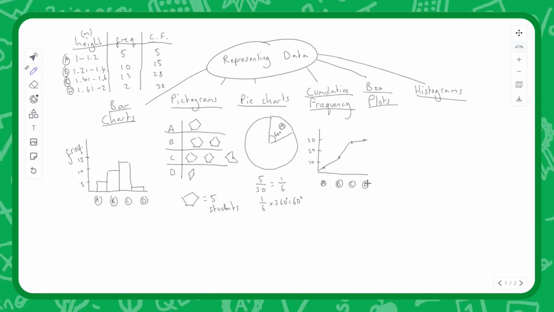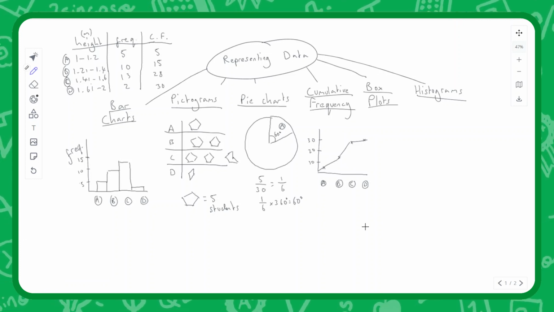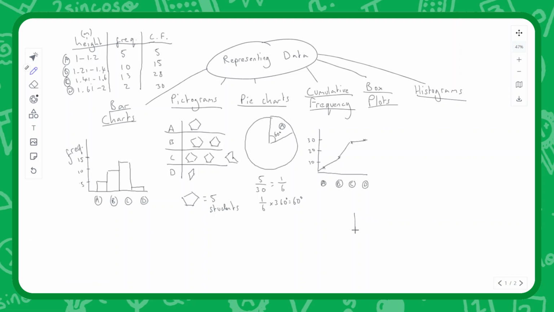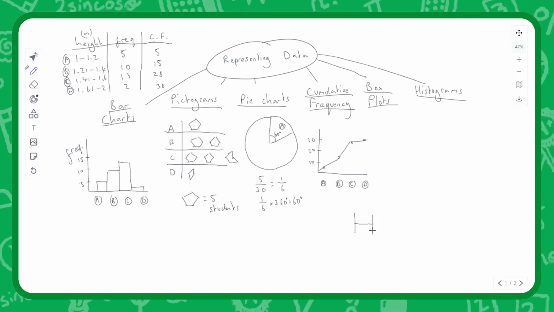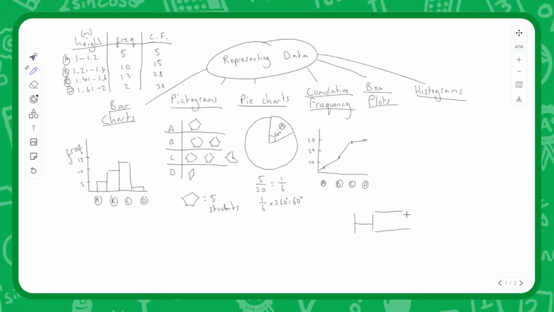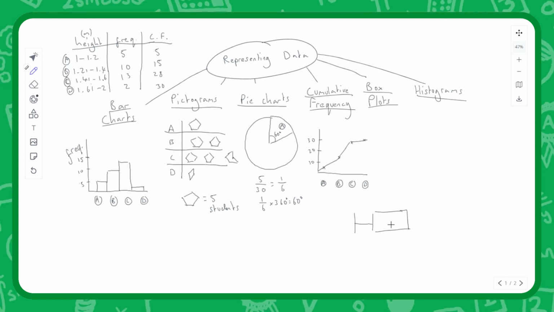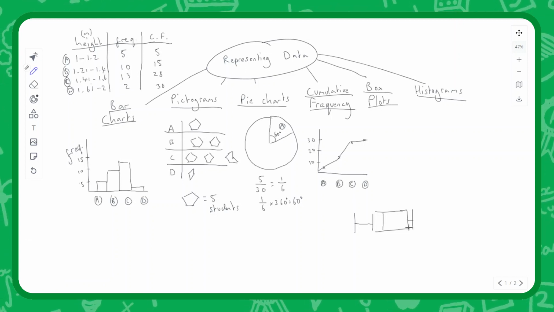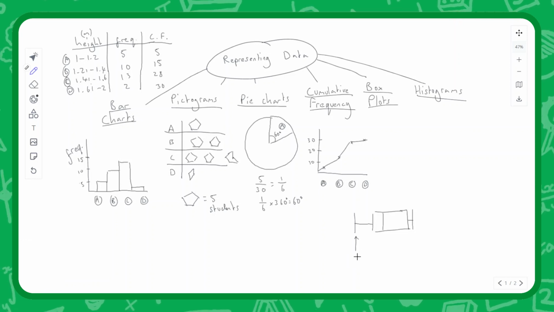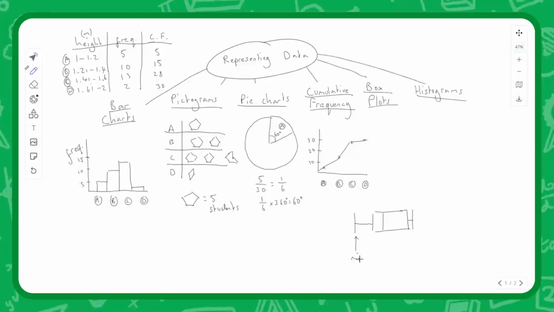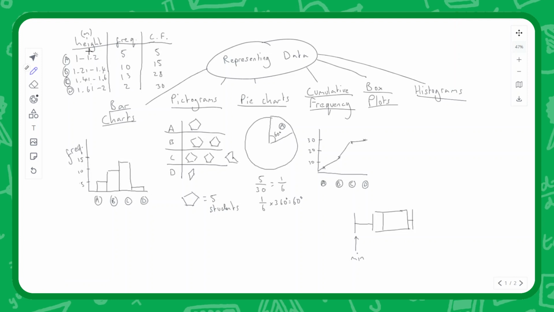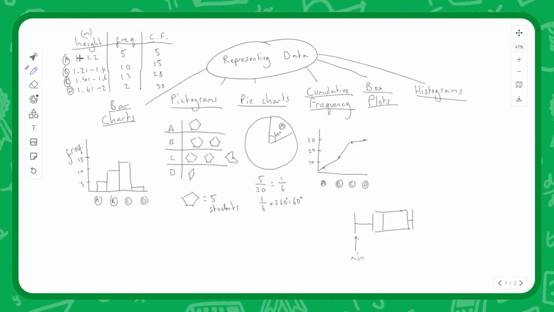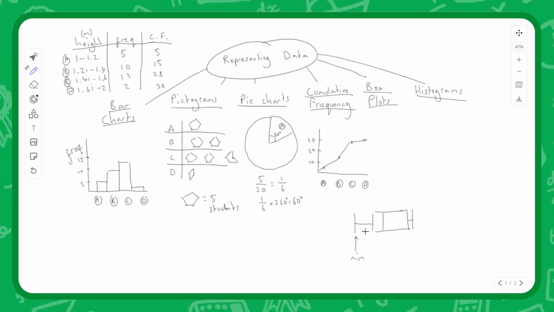Looking at box plots, I won't go too far in depth into box plots, but this is where we have a range, a lower quartile, upper quartile, and a median. And so this is my minimum in my data. One student could be 1.05 meters, right? They would represent that.